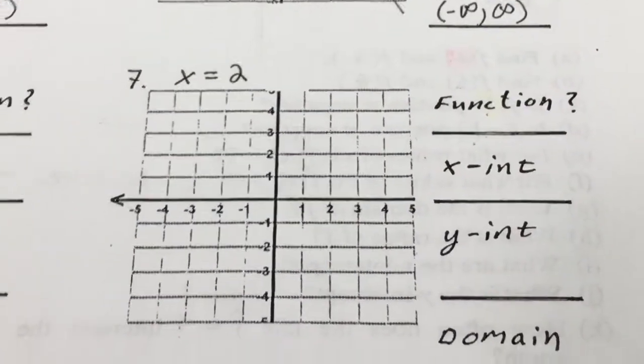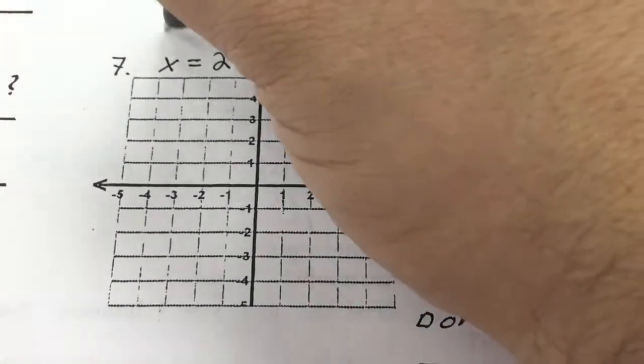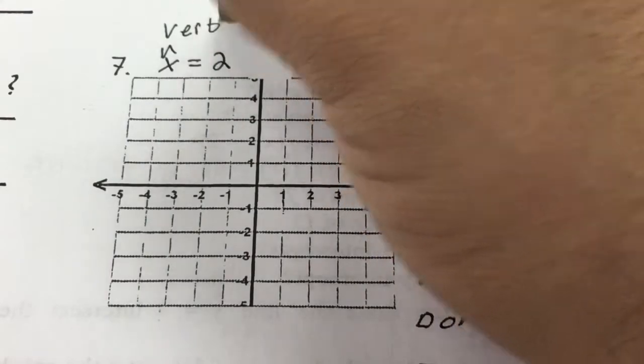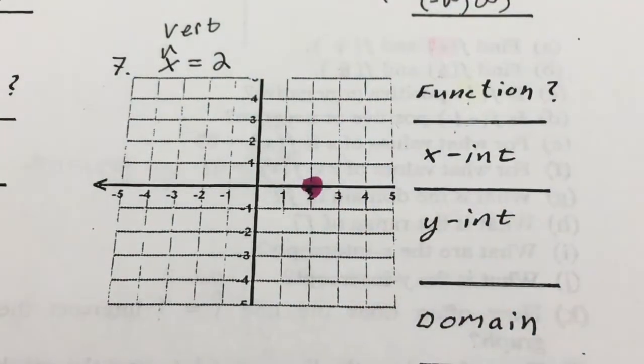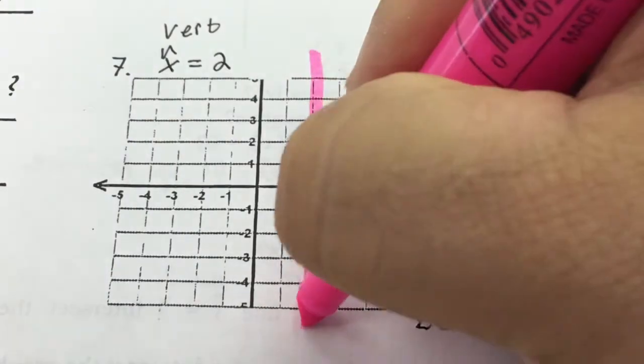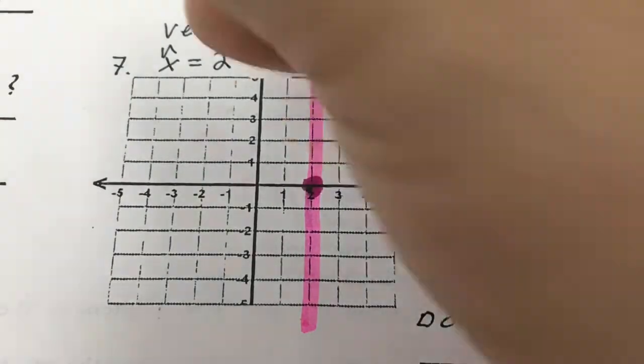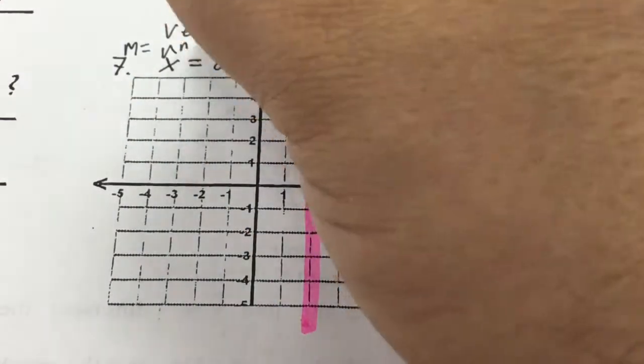Number 7, x equals 2. I will call this a VUX problem. That means VUX, x equals 2. This is a vertical line at x value 2. So I go to x value 2 and place a dot, and then I strike a vertical line through that. A vertical line goes straight up and down. The U from VUX will mean that the slope of a vertical line is undefined.